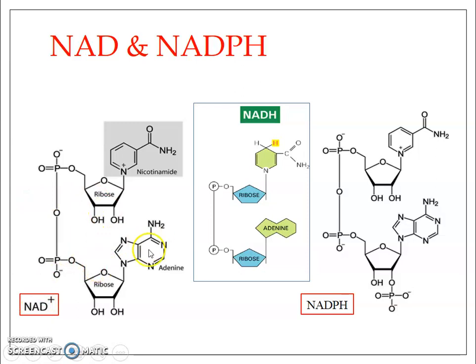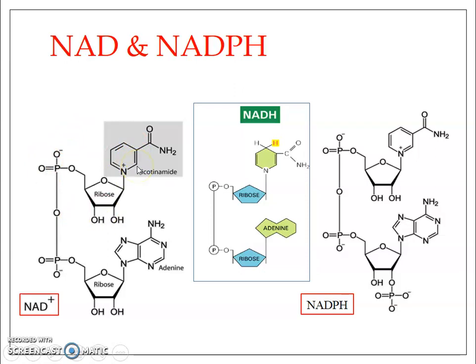Okay, the whole structure can be divided into two. The first part, which is composed of nicotinamide, then ribose and a phosphate, is considered to be nicotinamide nucleotide. I repeat, nicotinamide, ribose and phosphate together form a nicotinamide nucleotide. Okay, this is considered to be a pseudonucleotide.